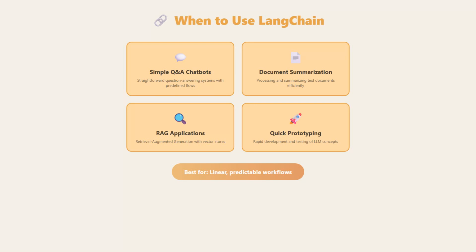Fourth, quick prototyping. When you're just exploring an idea and want to get something working fast, LangChain's simplicity shines. You can go from zero to a working prototype in minutes. The common thread here is that all of these are linear, predictable workflows. You know exactly what's going to happen at each step, and there's no need for the execution to loop back or make dynamic routing decisions.